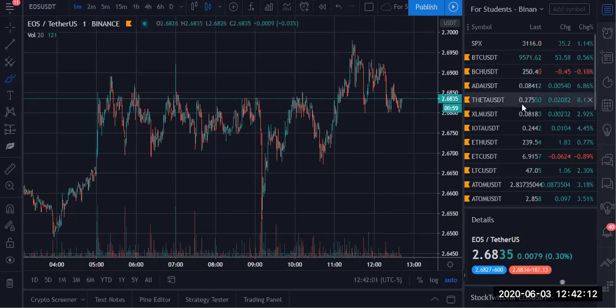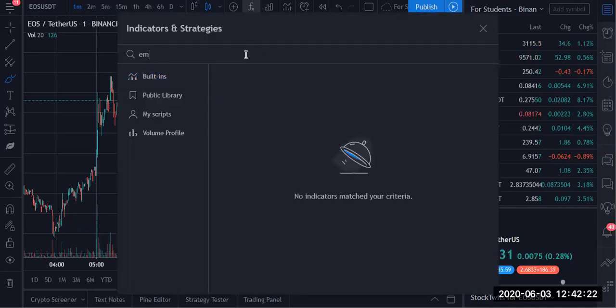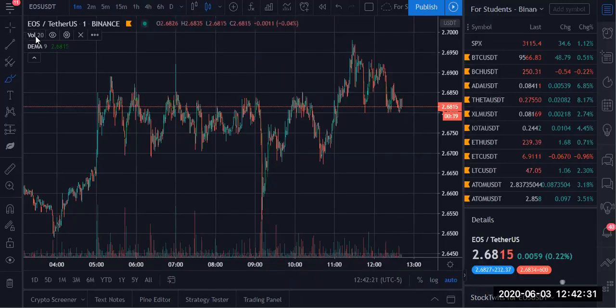So we went through setting up that. The next one is we're going to look at the indicators. This is indicators and strategies. This is F with an X. So EMA, moving average exponential. I don't know what double EMA is, but let's look at it. I think I've had that before. Yeah, hell no.